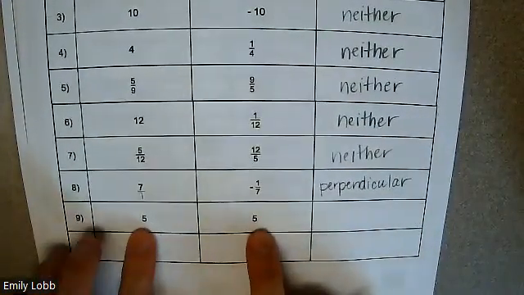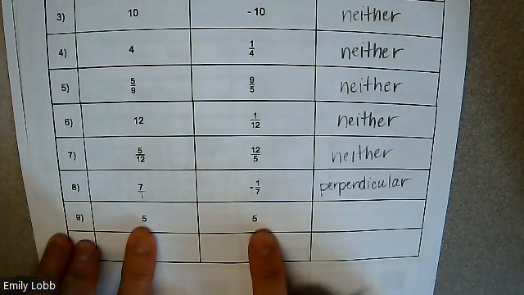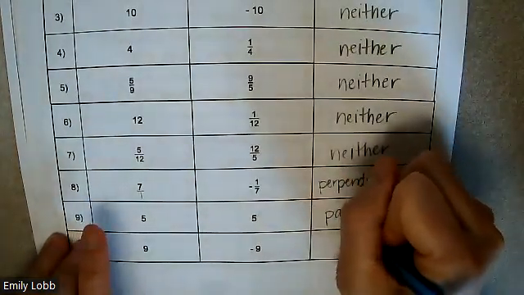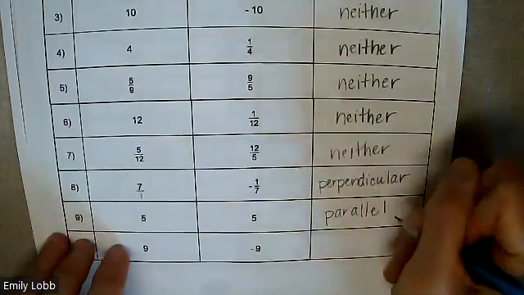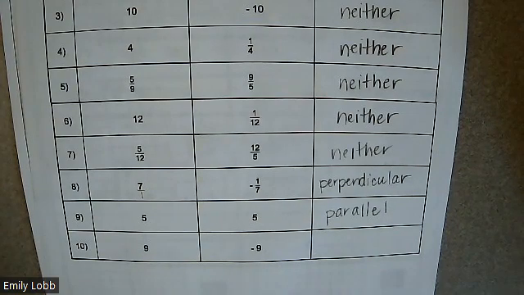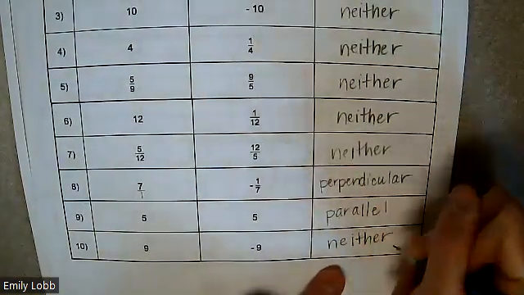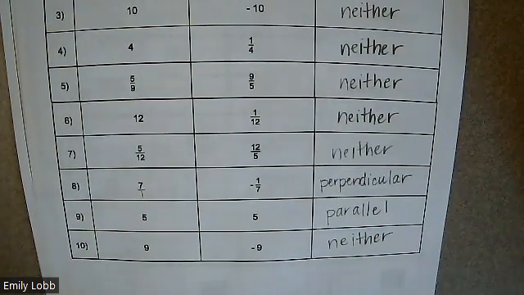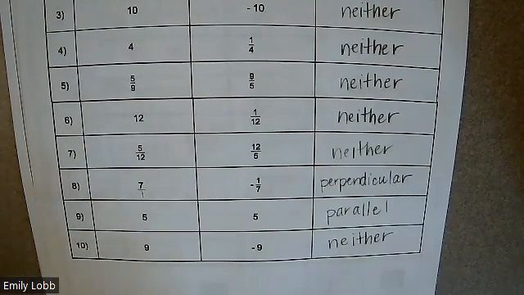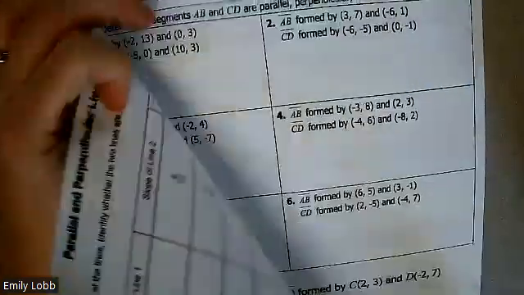How about number 9? These are the same, so they have to be parallel. And number 10 is what? Neither. Because they are the opposite, but they are not reciprocals. And they're not the same because they're the opposite. All right, questions on page 2. Excellent. Let's look at page 3 together.